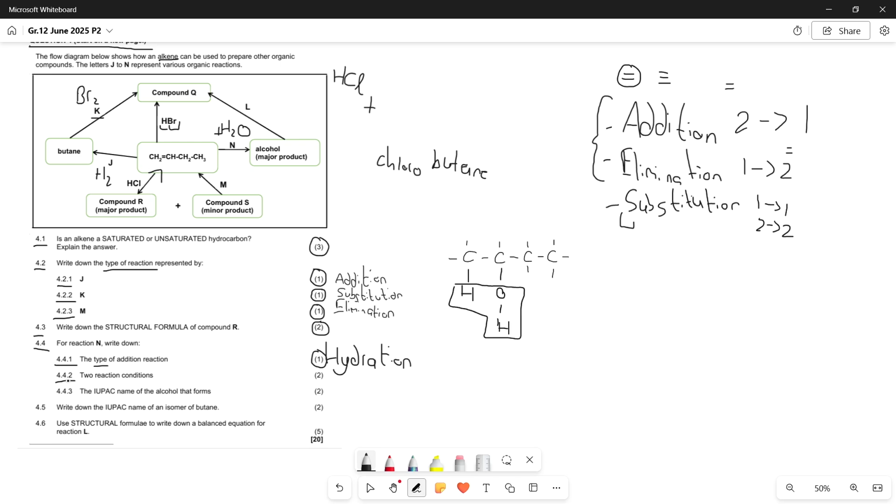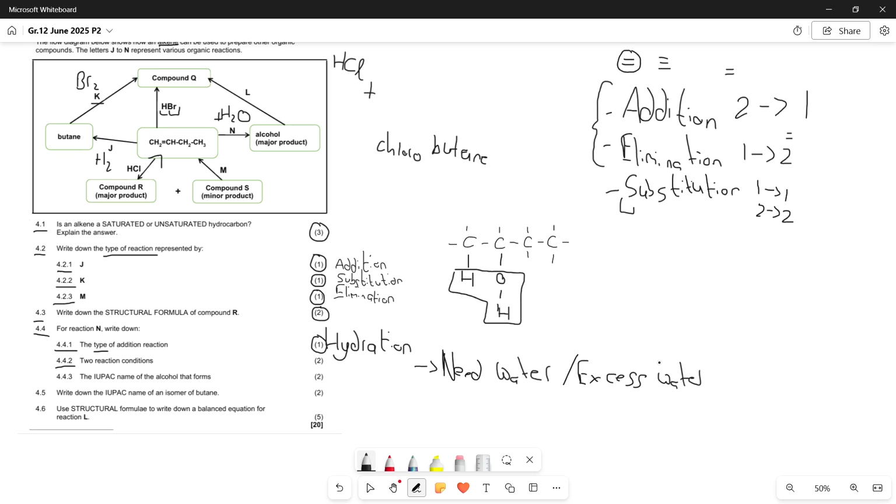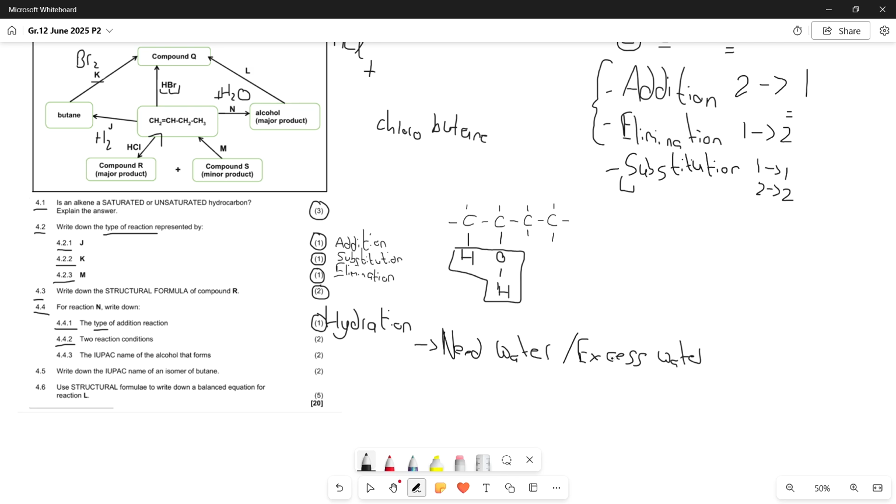So then 4.4.2 says 2 reaction conditions. Okay, so if something is hydration, it means that we need water present. Some other reactions require no water at all because the water will then interact with it. But for this specifically, hydration needs the water, so we need water, and that is 1 mark. Or writing excess water. Both variations will work for this answer. Okay, so we do need excess water for this hydration reaction to take place.